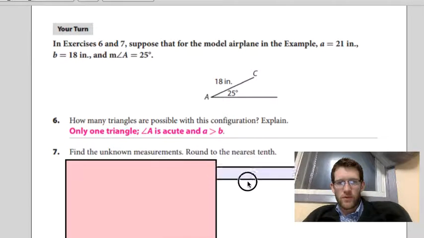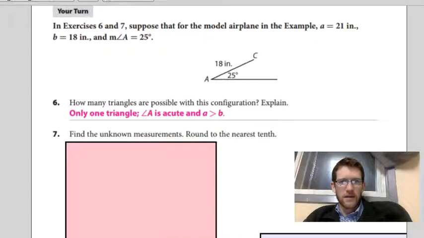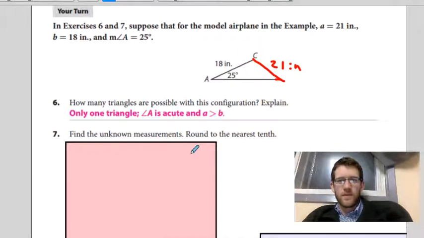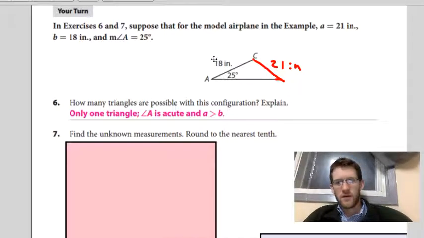Therefore, there's only one possible triangle, right? And we can go ahead and draw it, I guess, now that we know what it's going to look like. It's going to look like something like this, right? Maybe not the most accurate, but that is 21 inches. Now we can just use law of sines, right? We have an angle, a side, an angle, a side. I'm going to pause here, see if you can figure out what the values are for number 7.